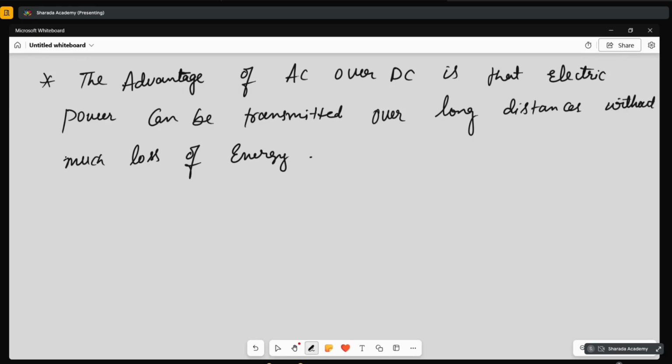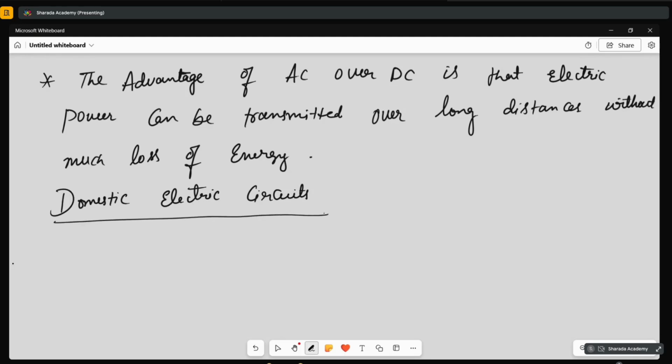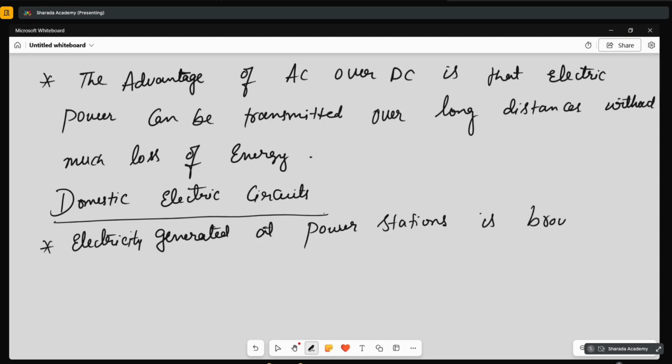Next, write down domestic electric circuits. The electricity generated at power stations is brought to our homes by copper wires.